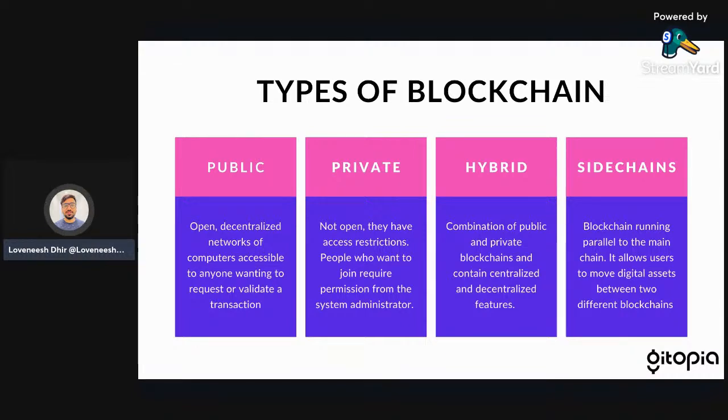Talking about side chains, side chains are blockchains running parallel to a main chain. What a side chain does is allow users to move digital assets between two different blockchains, and it improves the scalability and efficiency of a blockchain. An example of a side chain can be the Liquid Network.